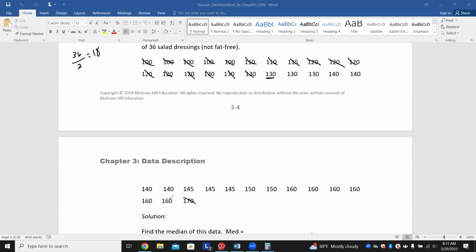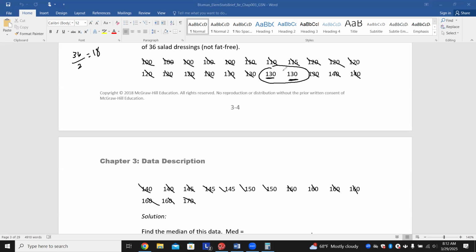So I'll go 1, 2, 3, 4, 5, 6, 7, 8, 9, 10, 11, 12, 13, 14, 15, 16, 17, 18. I don't typically go from the end up here. Usually I'll just go to 18, and I'll be done. But I want you to see that this right here ends up being the middle of the data. So you have to find the number in between these two numbers.